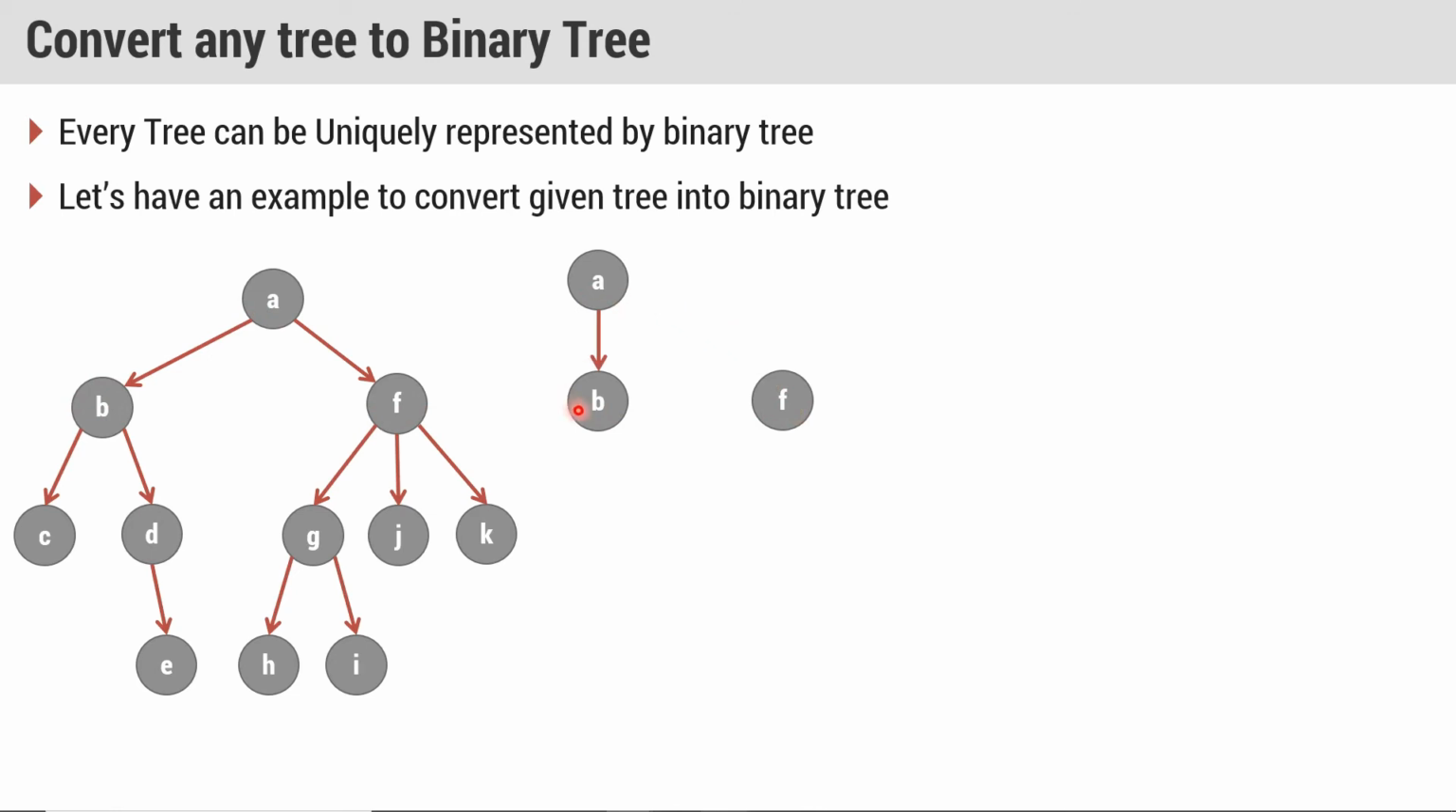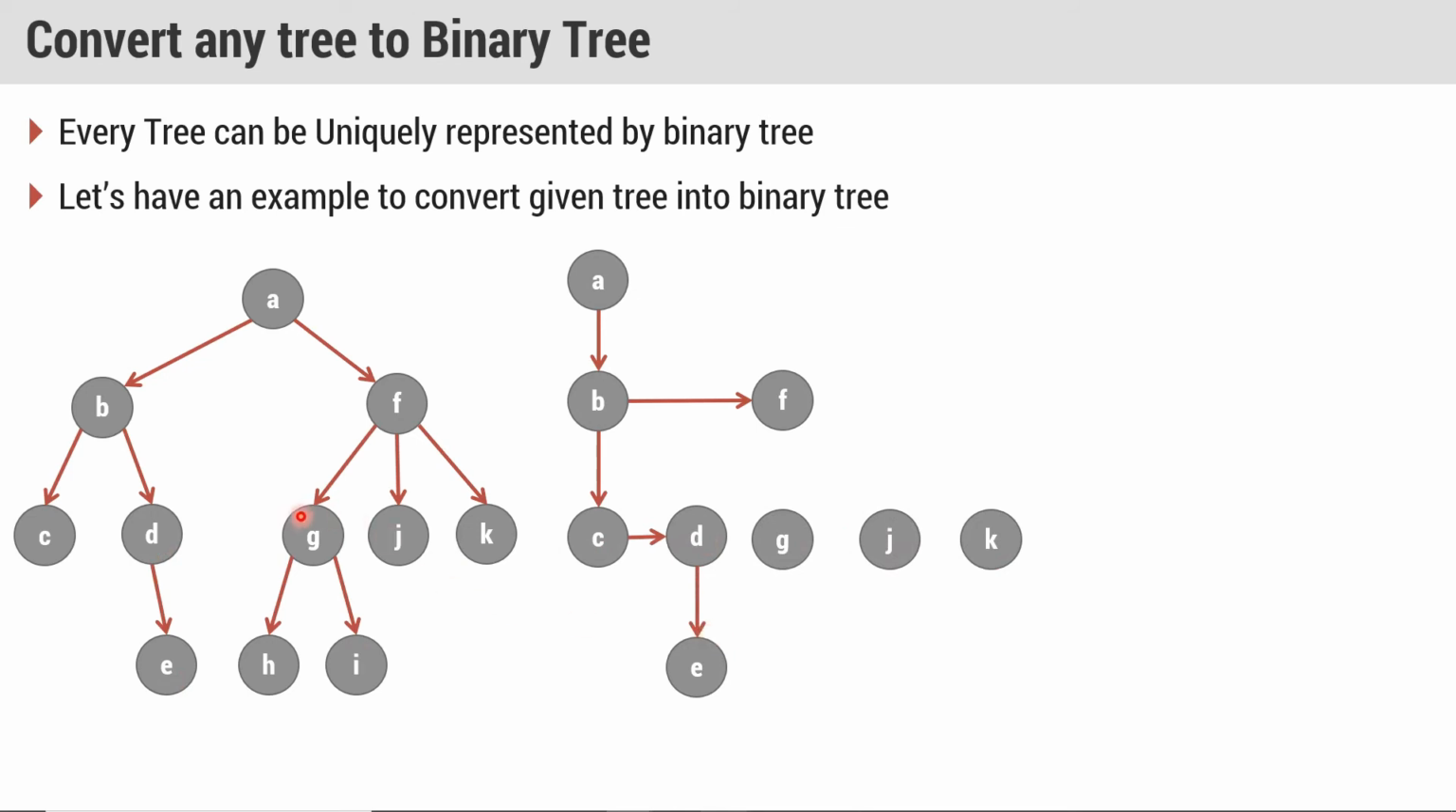Now A is connected with B and B is connected with F. Now in the next level we have two nodes, that is C and D. So we have to put this C and D over here. Now B is connected with C and C is connected with D. Then again D is connected with E. So we have to connect this node.